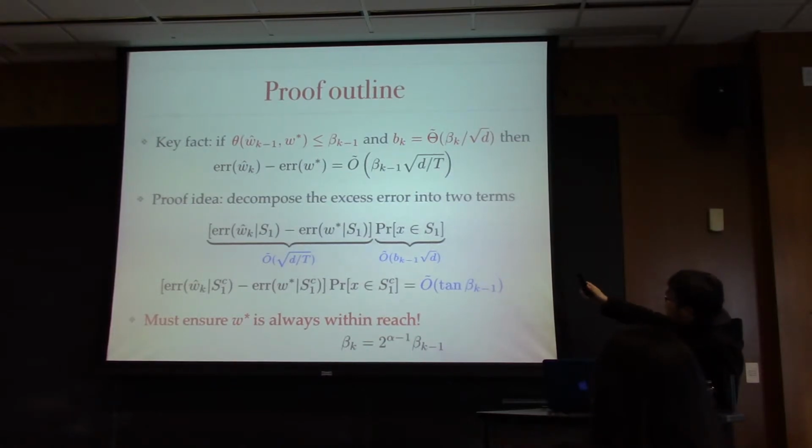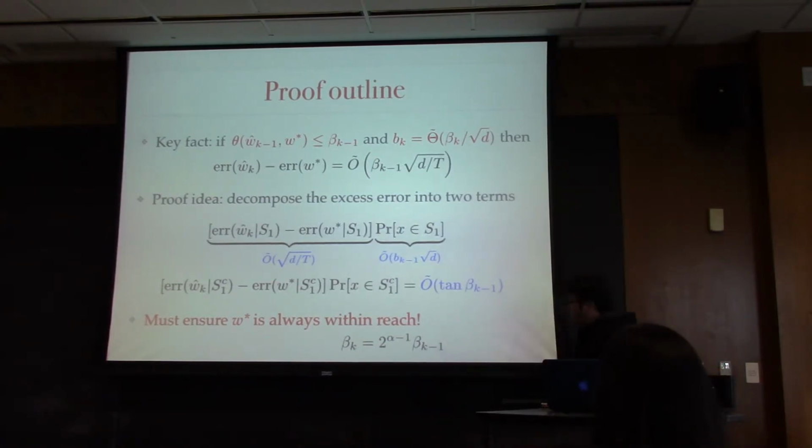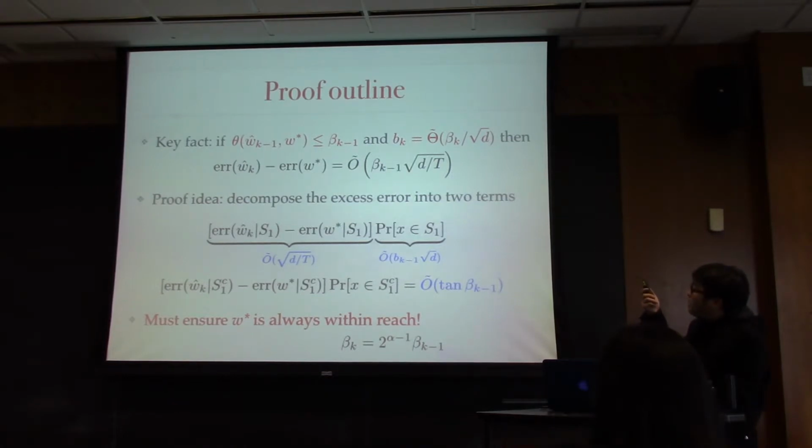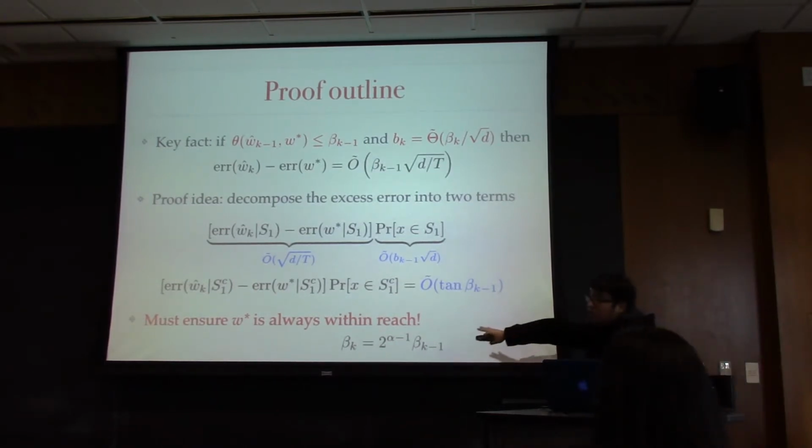So in the language of theta, it means that the angle between W star and W hat k minus 1 should always be smaller than beta k minus 1. Otherwise, you would lose the Bayes optimal classifier W star. So this condition requires that you should be particularly careful about how you shrink the margin parameter bk and the search space beta k minus 1. Because if you shrink it too aggressively, maybe after certain iterations, W star would be outside of this search space, and you will not hope to get W star by using constrained empirical risk minimization.